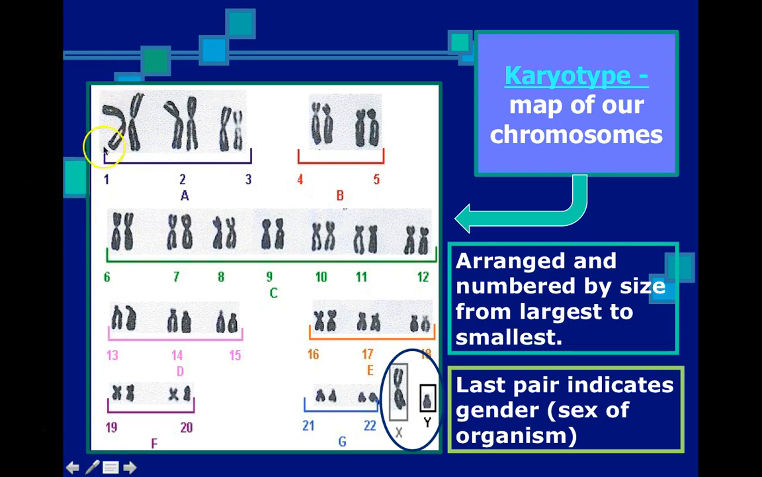So these two, similar size, similar shape, get paired up together. Same thing here. They go from largest to smallest. And then our last pair here, which isn't numbered, remember I said we have 22 pairs of autosomes. Autosomes are the non-sex chromosomes, and we have one pair of sex chromosomes, which gives us that number of 23.